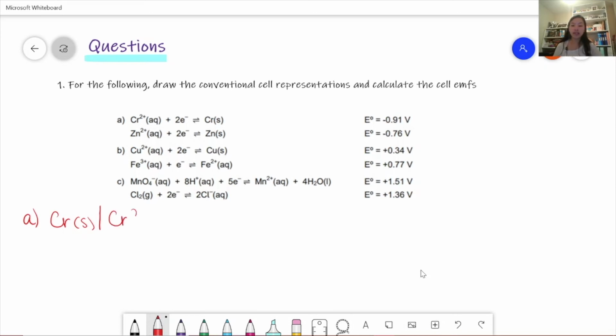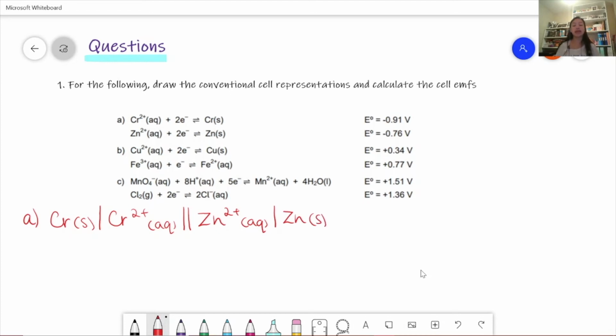So then we have the Cr2+ aqueous ion, and then we draw the salt bridge, which is a double line. And then we do the same with zinc. So we think which one is more oxidized? Well, the one with the bigger oxidation number. And this is Zn2+, so that goes in the middle. So we have the zinc 2+ ion, which is aqueous, and then another solid line to separate between aqueous and solid, and then we have zinc, the solid.